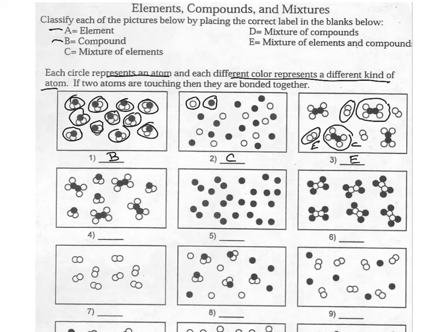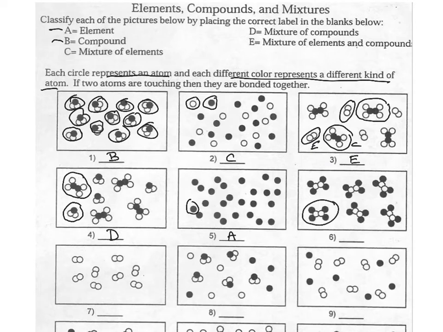Number 4, that's definitely a compound. We've got two different types of atoms combined. This is another type of compound. So this must be a mixture of compounds, which would be D. Here we've got all the same type of element, just one kind, so that's got to be just A, an element.